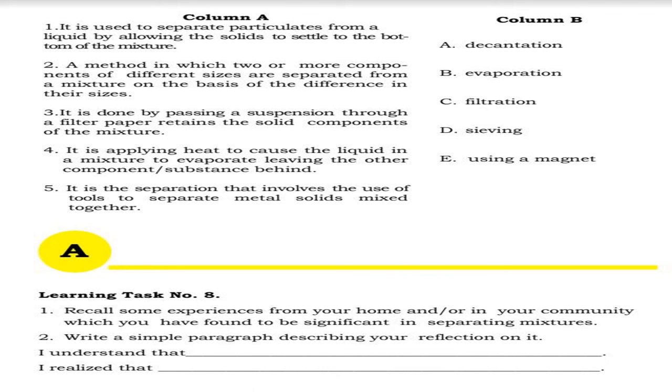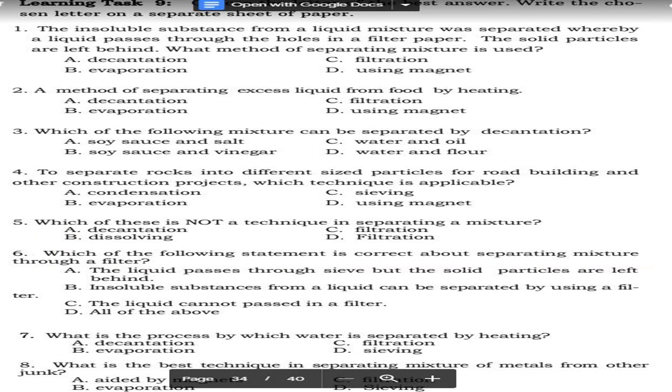So, for learning task number 8, you're going to recall your experiences from your home or in the community which you have found to be significant in separating mixtures. So you're going to answer here, I understand that, I realize that. For learning task 9, write only the letter of the correct answer.